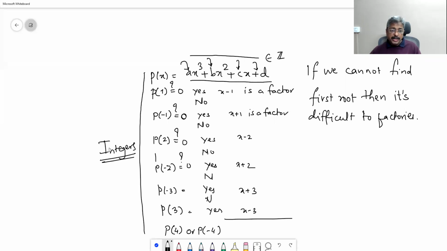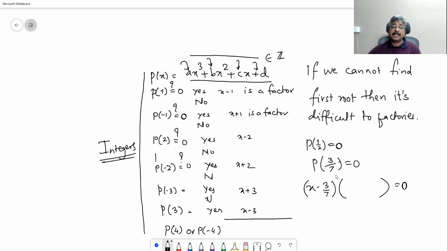Now, if these coefficients a, b, c, d are integers, they belong to Z, integers. And suppose there are no integral roots for this cubic, but there are rational roots, P of half might be 0, P of 3 upon 7 might be 0. Then if you pull out x minus 3 upon 7, you get a quadratic and you can solve that. So if you fail to get an integer by trial and error, but there is a rational root, is there any method by which we can find it out? That is the question.